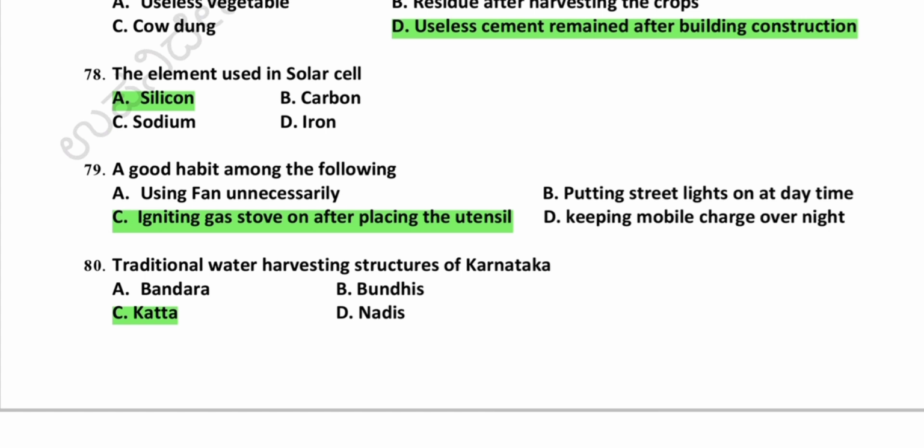When the object is placed beyond 2f1, the magnification ratio will be 1:1. That is, same size image is formed as that of object. The following which is not used in biogas plant is useless cements after building construction. Next question, the element used in solar cell is silicon. A good habit among the following is igniting gas stove on after placing the utensil. Traditional water harvesting structures of Karnataka is katta. Therefore, the correct answer is option C.